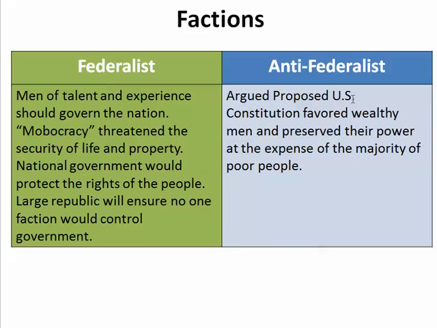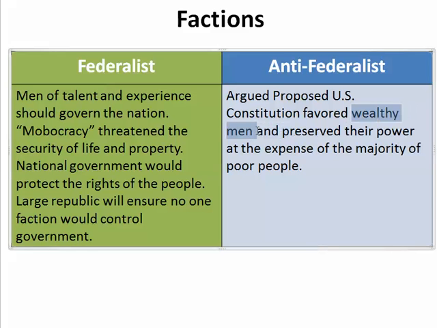Anti-Federalists argue that the proposed U.S. Constitution favors the wealthy, men with money, men with means, men with property, and preserves their power. See, that's a faction, at the expense of the majority of the poor people. Well, the Federalists said that men of talent and experience should govern the nation. We're going to choose those men through election to rule over us.